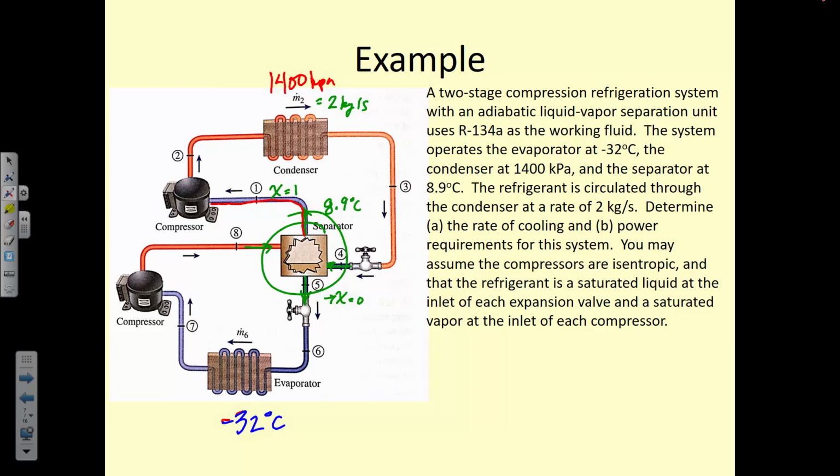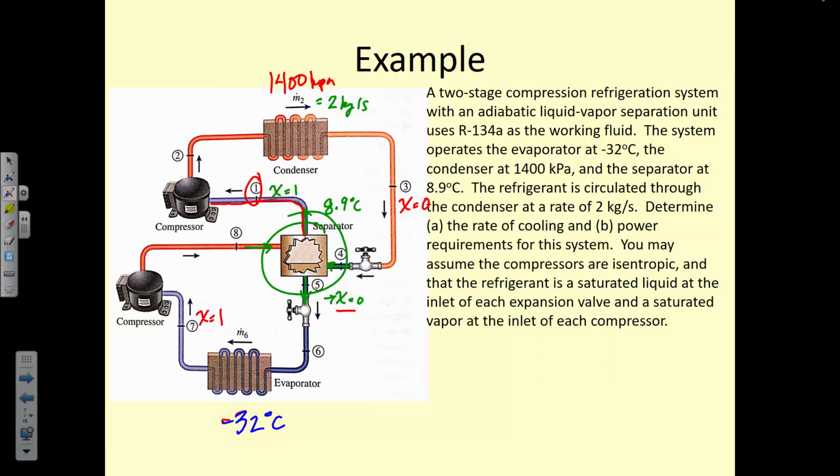Okay. Determine the rate of cooling and the power requirements. You may assume the compressors are isentropic, and that the refrigerant is a saturated liquid at the inlet of each expansion valve. Okay, so we already determined it was going to be X equals 0 here, but where's the other expansion valve inlet? State 3, X is equal to 0. And a saturated vapor at the inlet of each compressor. So we already know it's a saturated vapor here at state 1. Where's the other saturated vapor? 7. X is equal to 1.